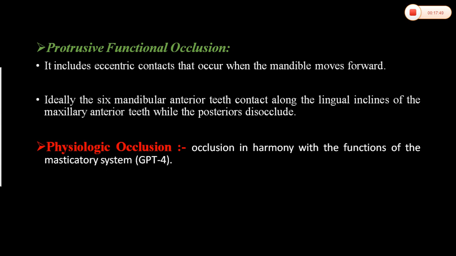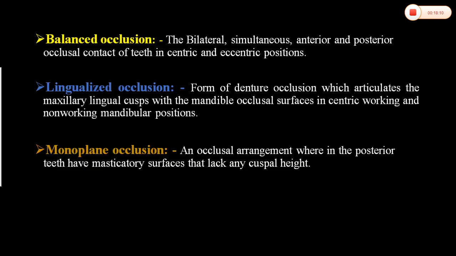What is physiological occlusion? Occlusion in harmony with the functions of the masticatory system. So the masticatory system: muscles of mastication, mandible, condylar movement. When you are arranging teeth or occlusion develops in harmony with this system, it is known as physiological occlusion.